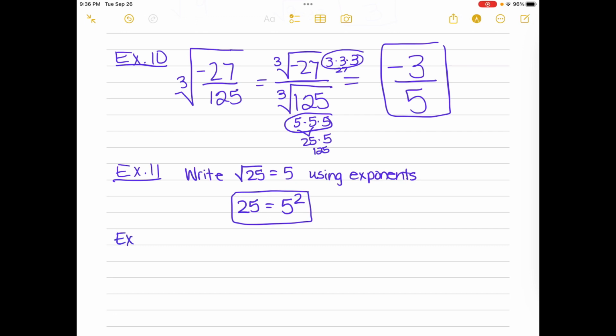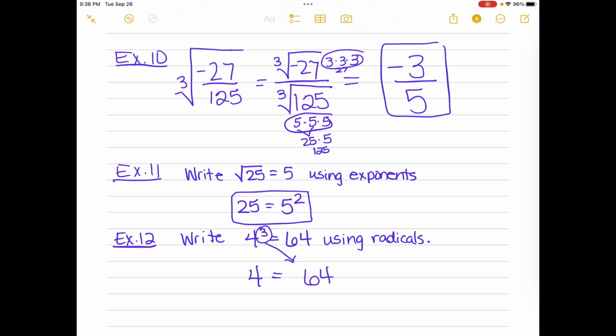Now on example 12, it's kind of like the opposite of example 11. It says write 4 cubed equals 64 using radicals. So remember, radicals is like the square root sign, the cube root sign. Okay, so I'm going to rewrite these numbers. I'm going to put 4 equals 64. I'm going to take off the exponent. They don't want exponents. Instead, they want radicals. Because it's a cubed right here, when I write my radical sign, it's going to be a cube root. And that's how they want that one written.